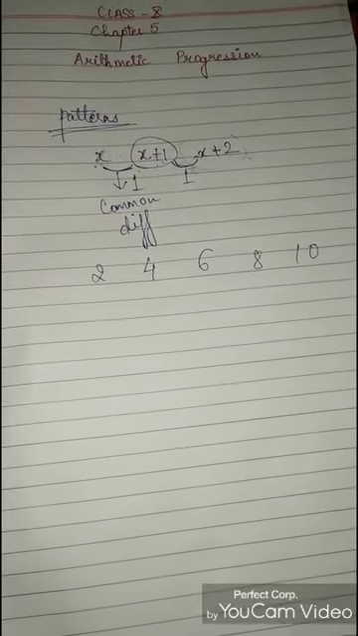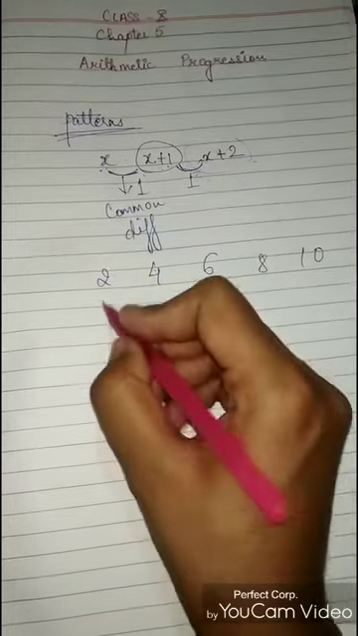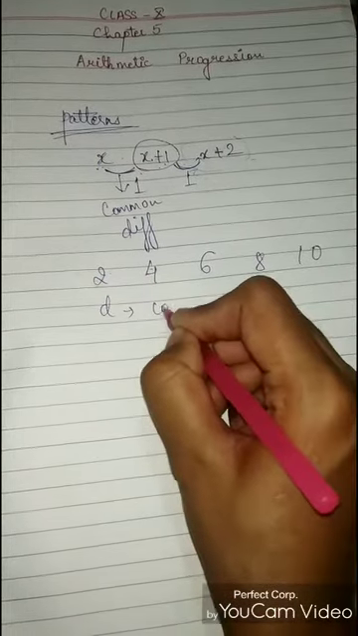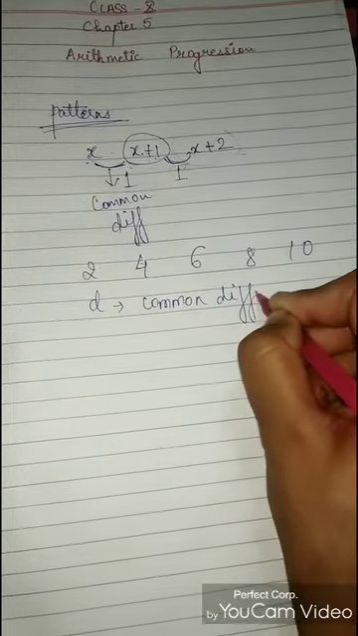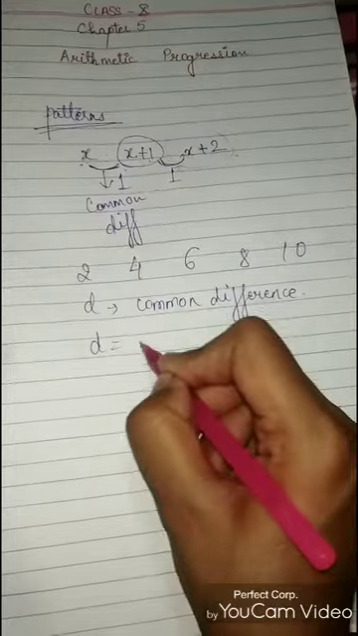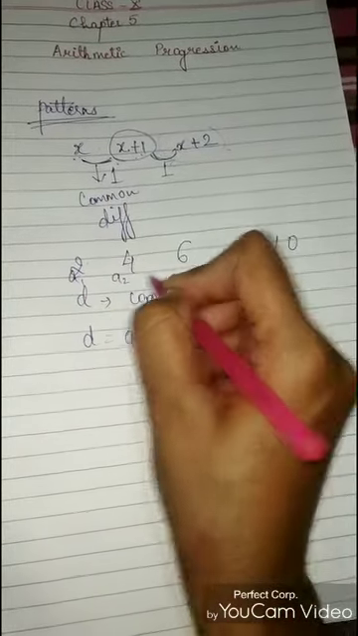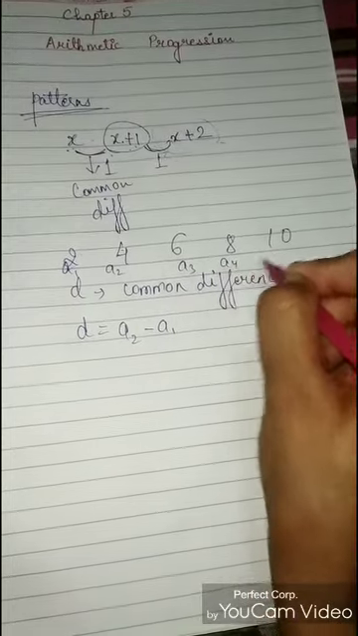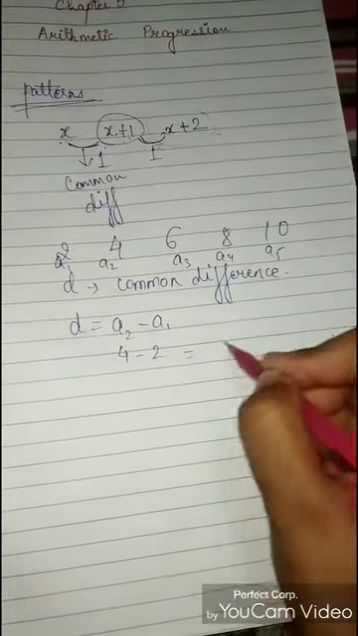Now, is it in arithmetic progression, AP? For finding that, we have to find D. What is D? D is common difference. So how to find D? D will be equals to A2 minus A1. This is your A1, this is A2, this is A3, A4, A5. So what is A2? 4 minus 2. 4 minus 2 is 2.